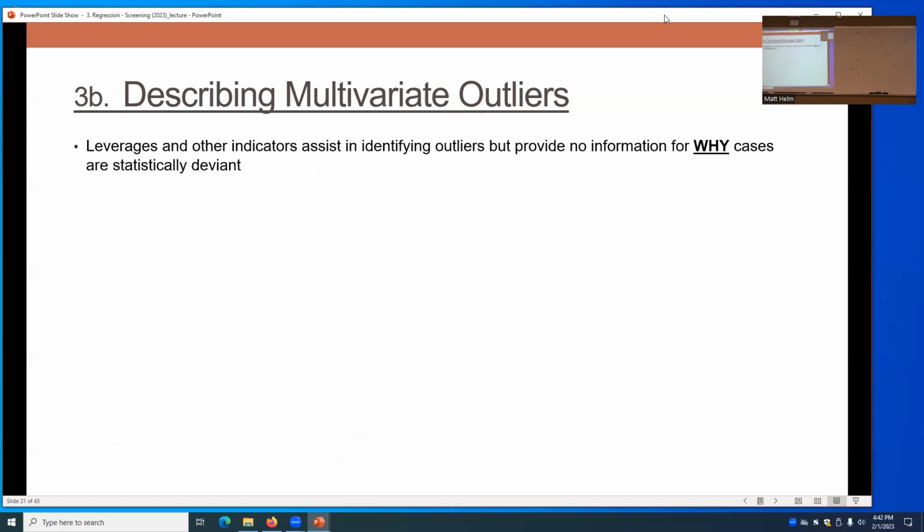Describing our multivariate outliers, okay? Leverage and other indicators are going to help us identify which cases are statistically kind of unique, but they don't tell us why they are, okay? Anytime we identify a multivariate outlier, our job is to try and figure out what specific combination of variables is making this a unique case, okay?